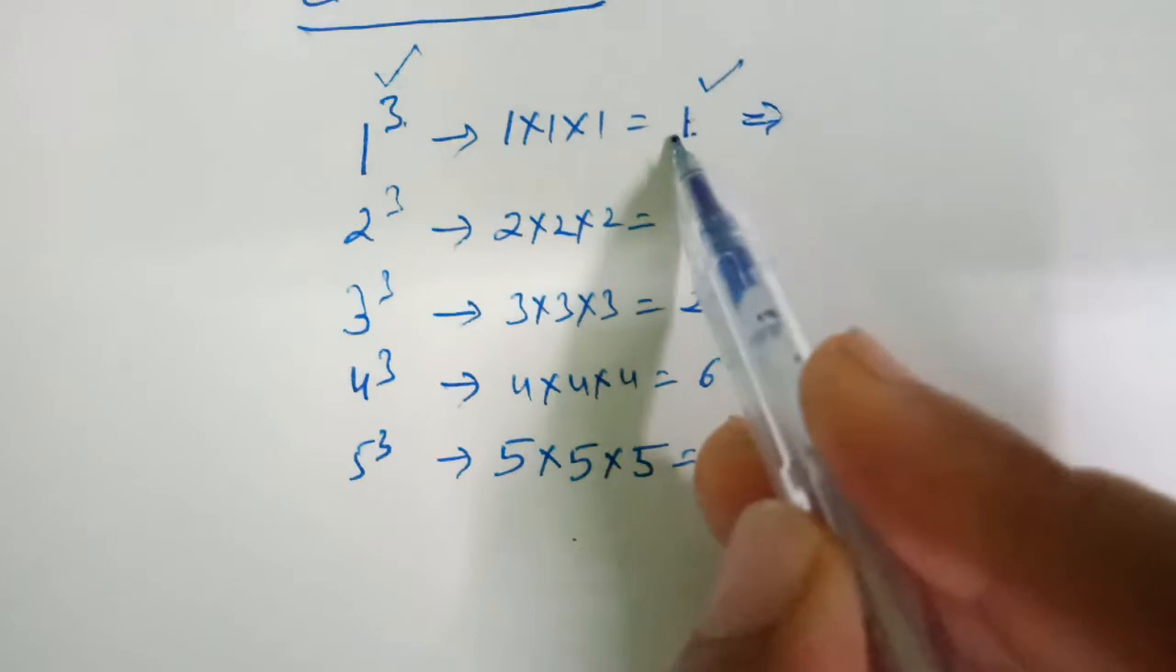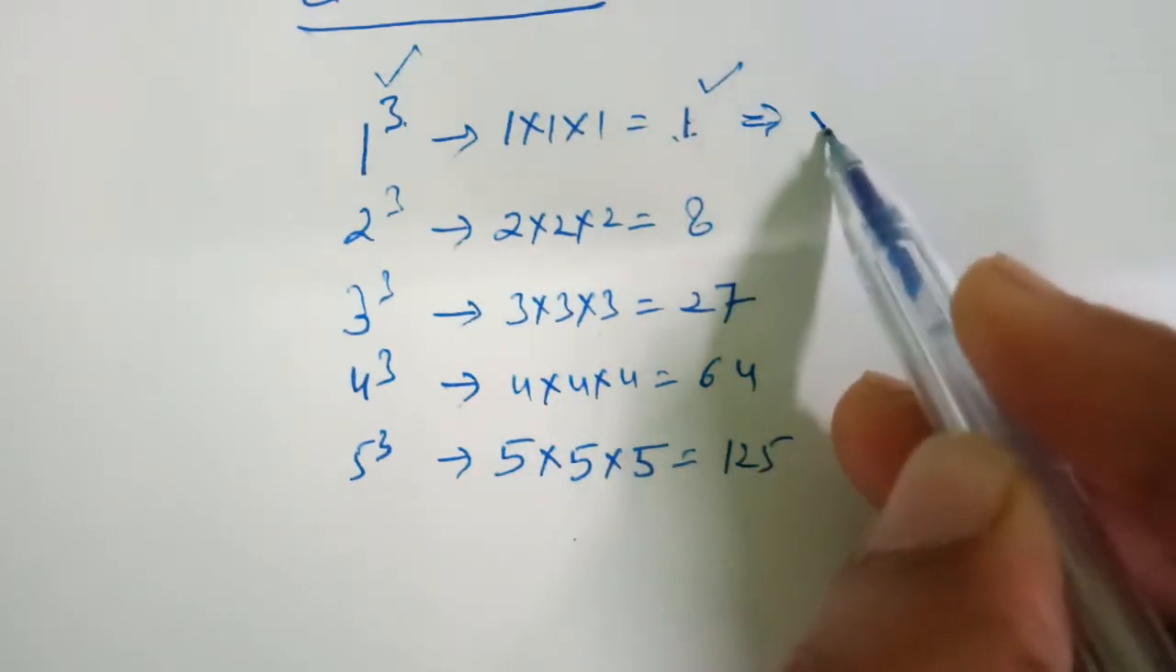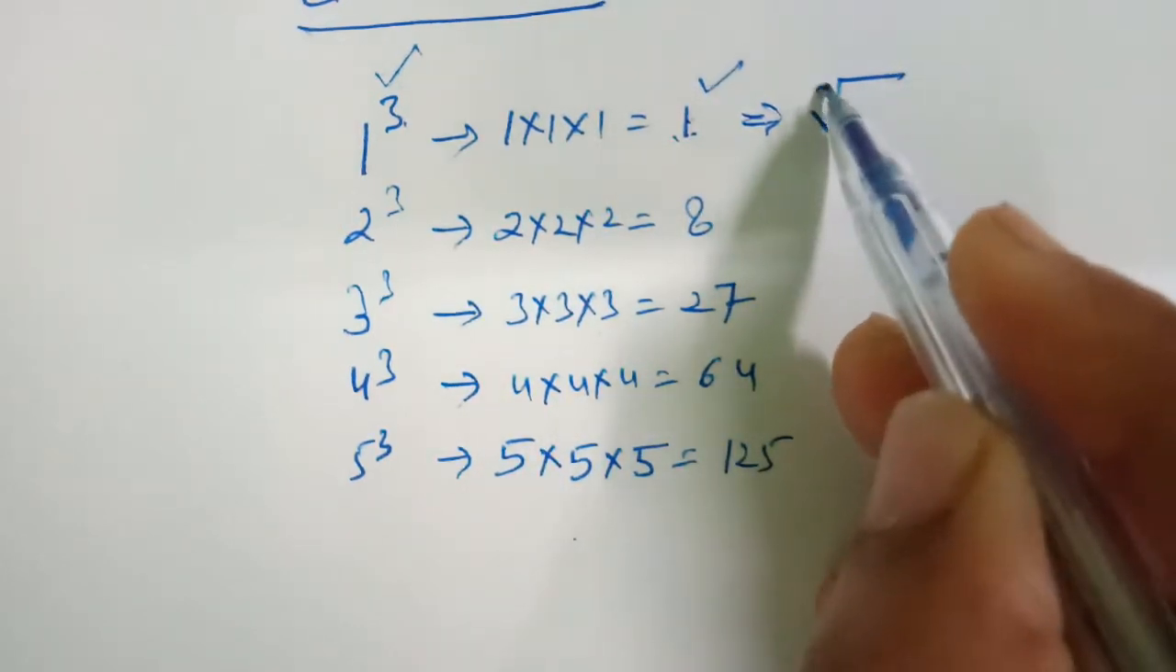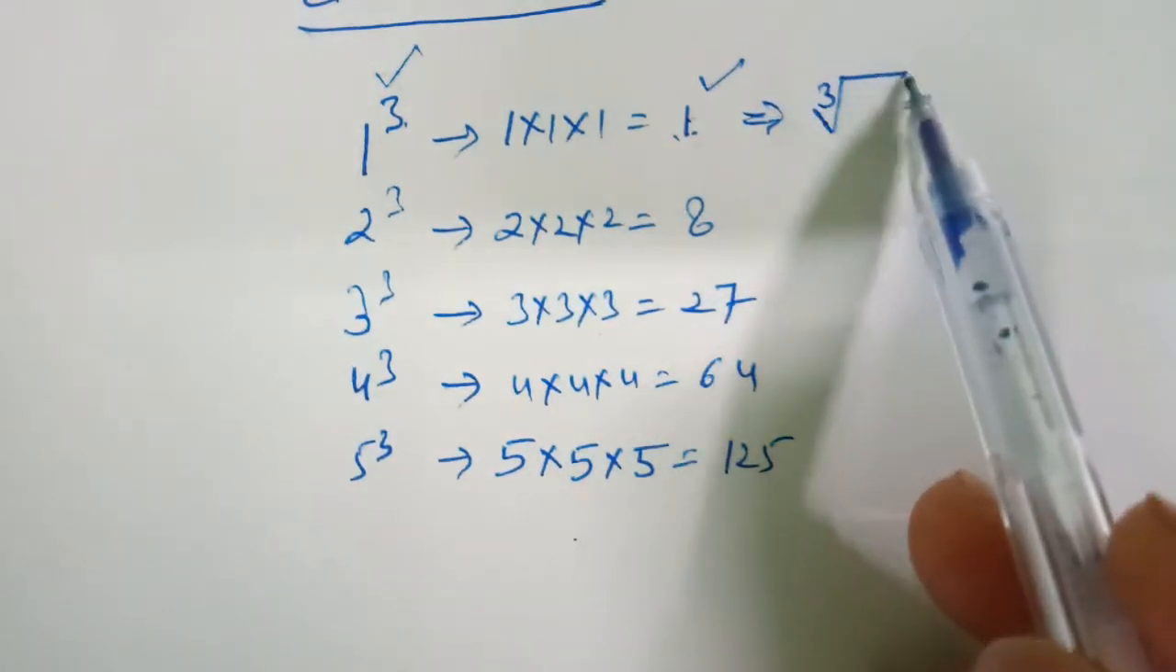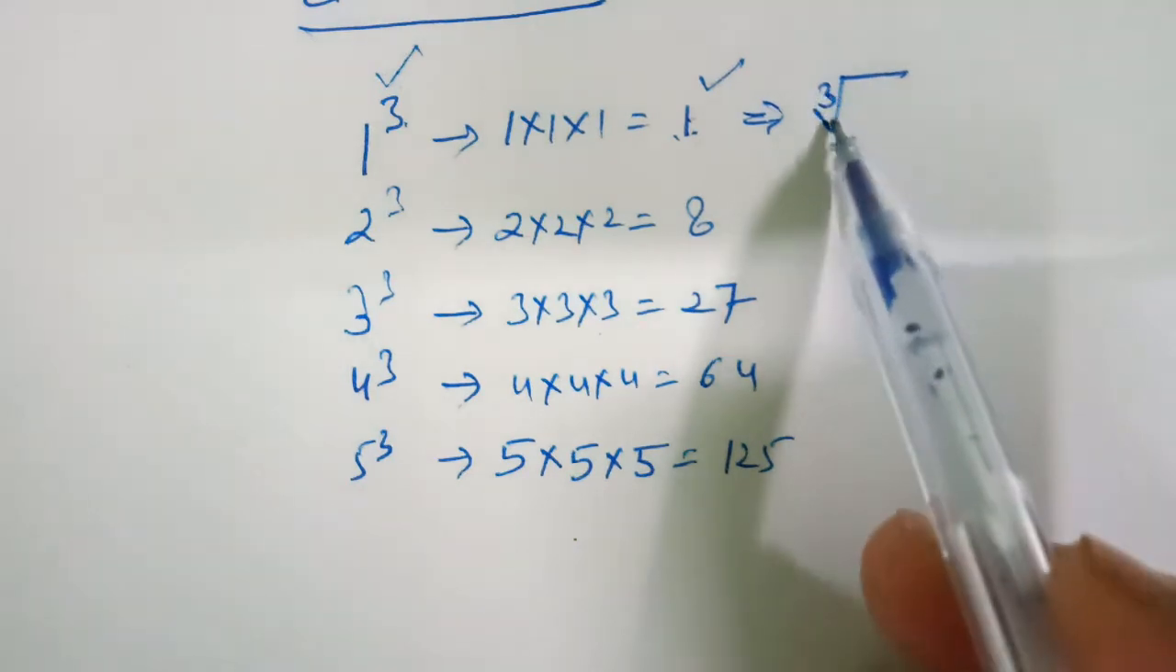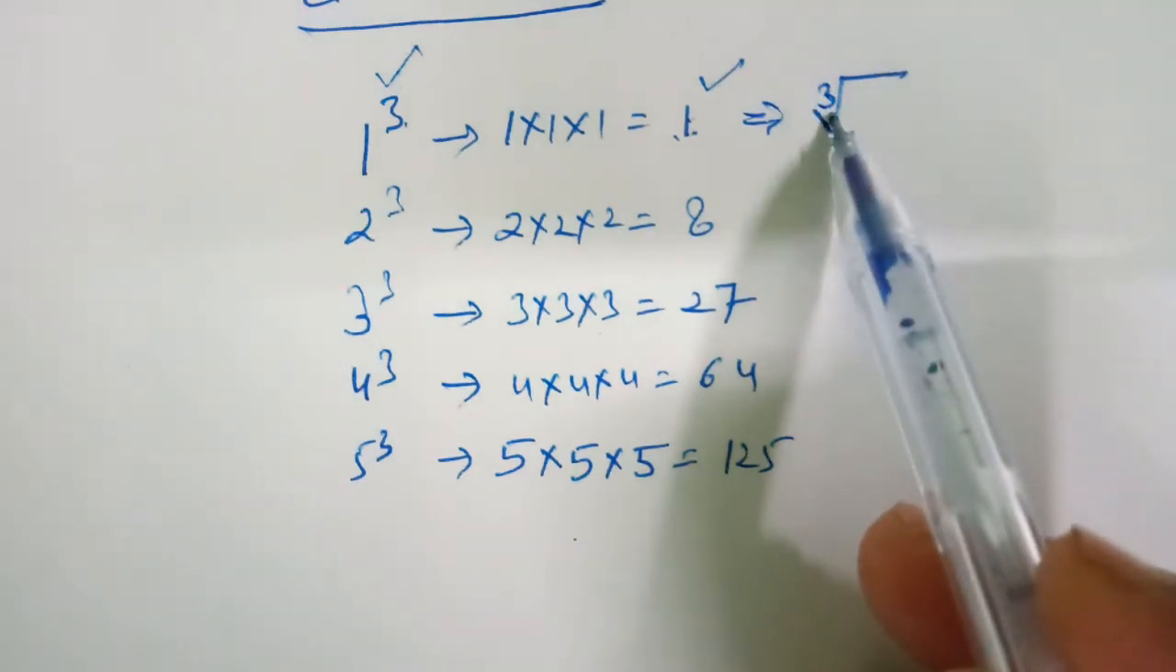Here I am changing the symbol. The symbol of cube root is like this. This symbol you have learned in square root. When we write 3 over here, this will be called a cube root.